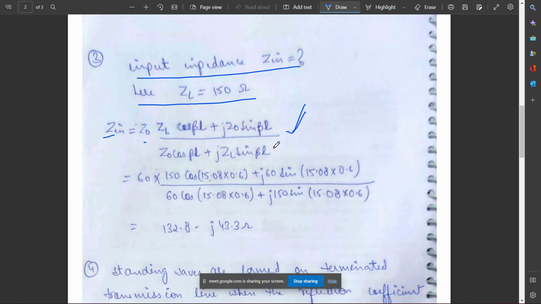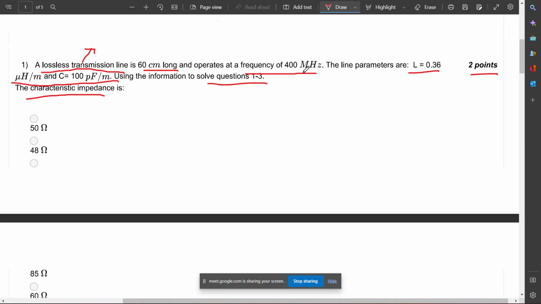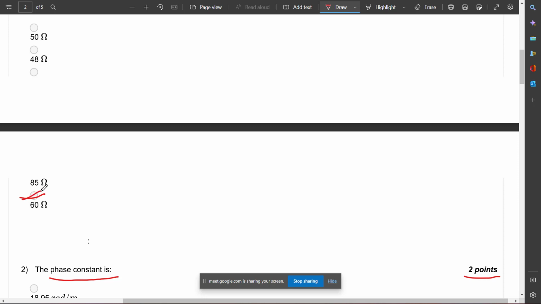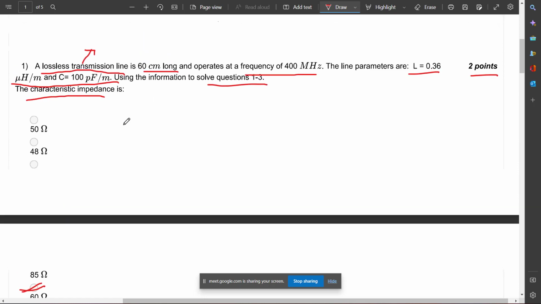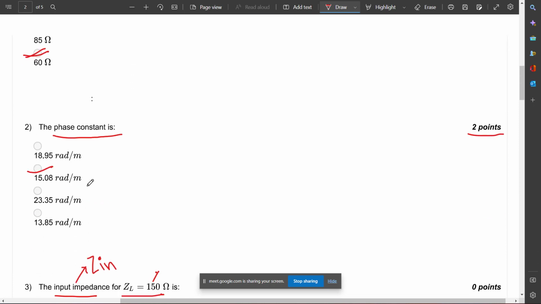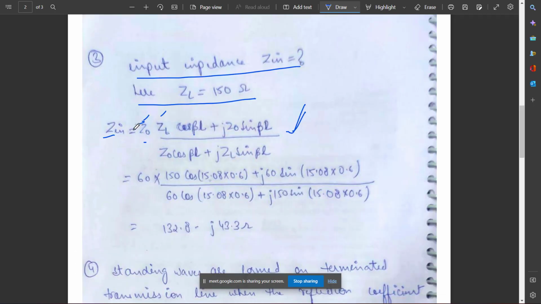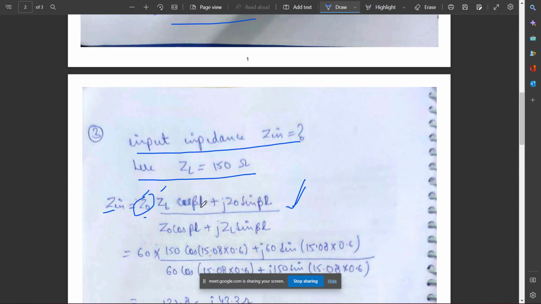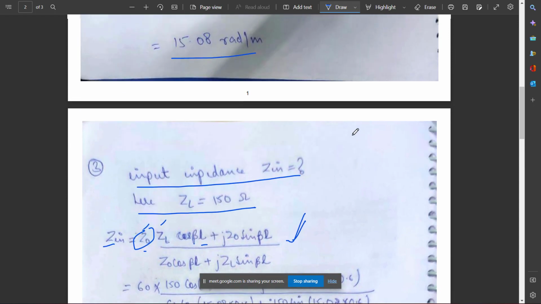Clear, ma'am. Okay, clear. So now you know Z0, you know ZL, right? Z0 we have found out from question 1. We found the characteristic impedance, that is Z0 is equal to 60 ohm. So we will put Z0 equal to 60 ohm, ZL equal to 150 ohm. The rest we already know: beta we found from here, and L we know, which is equal to 60 centimeters, right?